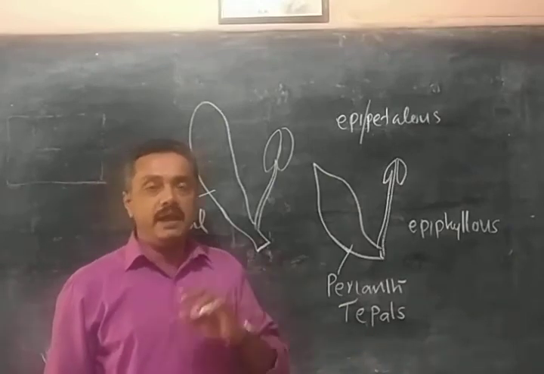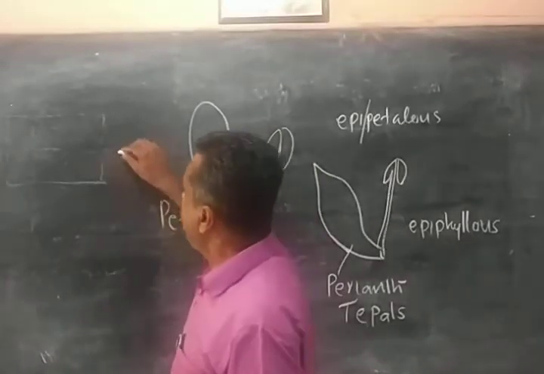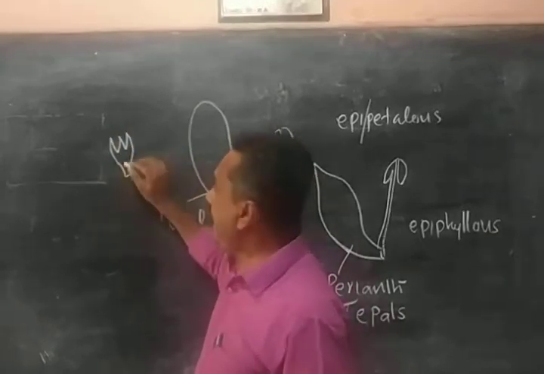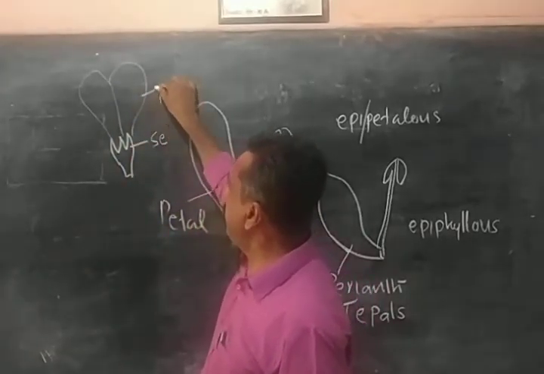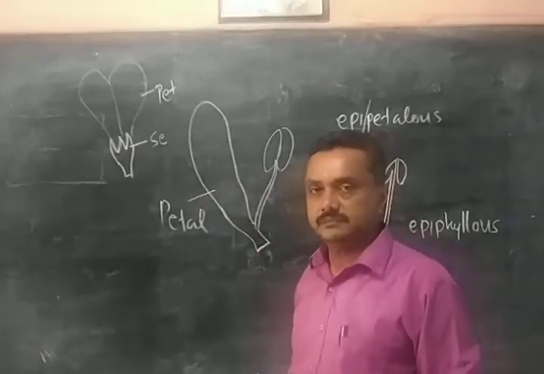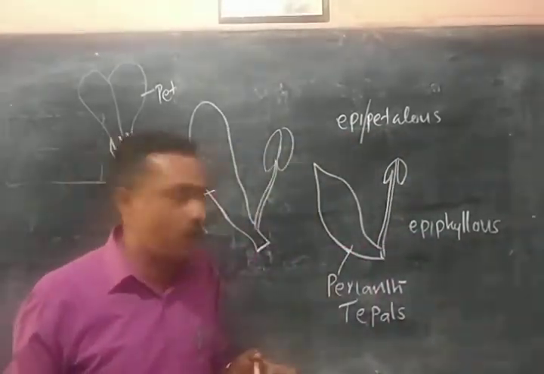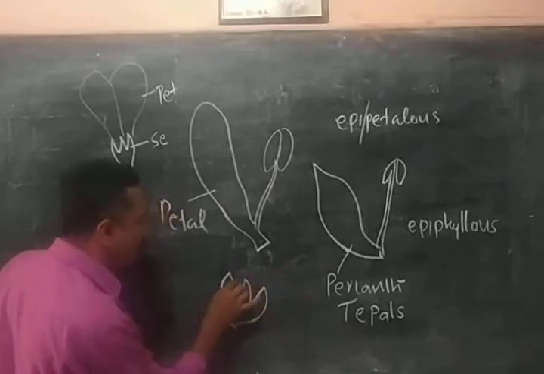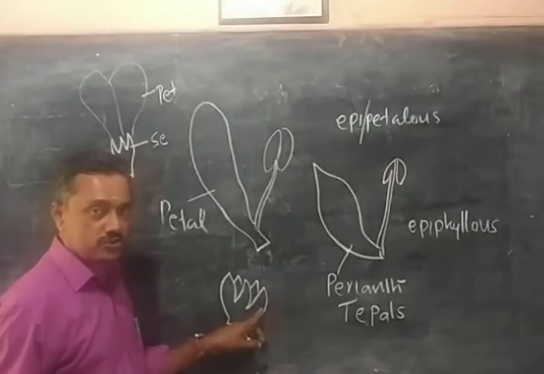See, in many plants, sepals and petals are not differentiated. You saw in the case of the hibiscus flower, the sepals are green in color and the petals are red in color. This is the sepal, this is the petal. Sepal is green in color and petal is red in color in plants like hibiscus. But in plants like coconut, the flower of the coconut appears like this. Coconut flower, and you see this yellow colored structure.